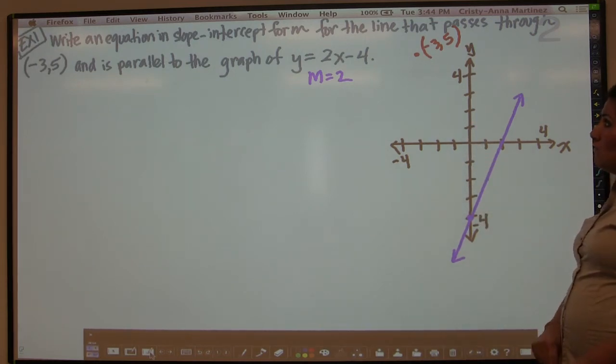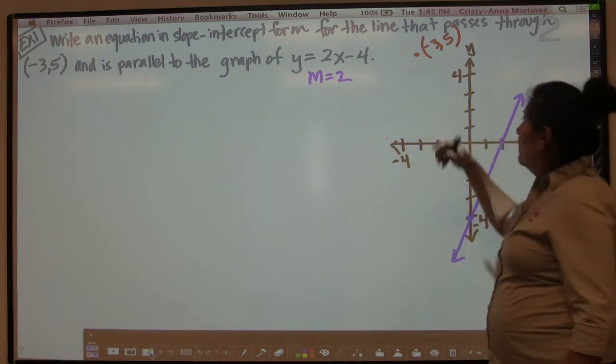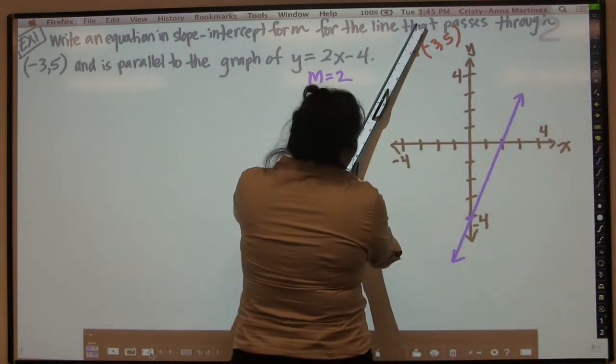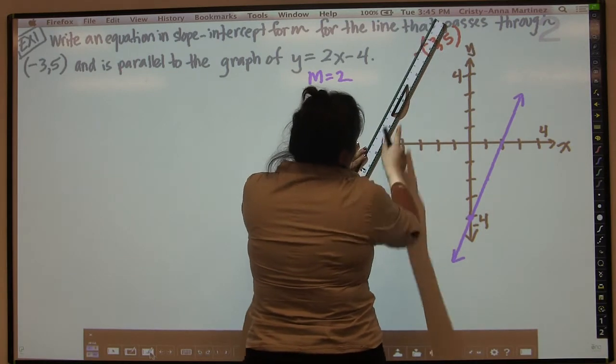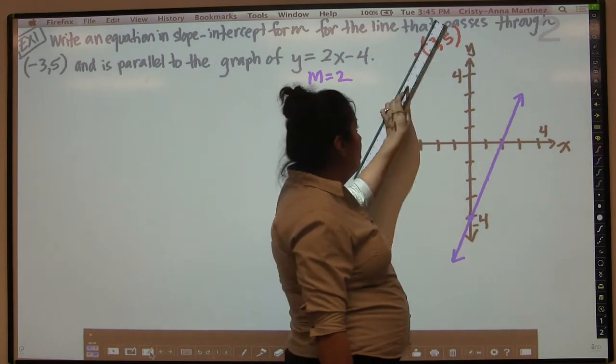So what we're looking for is not only a line that is parallel, but it has to pass through this point. Basically we're looking for a line that's going to go through this point, something like that, and have the same slope as the blue line. That's what we're looking for.